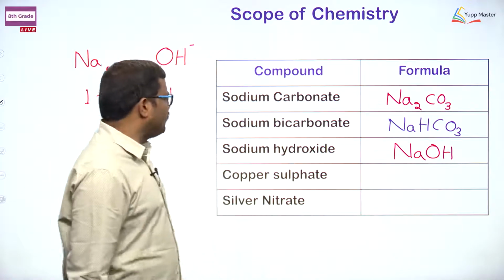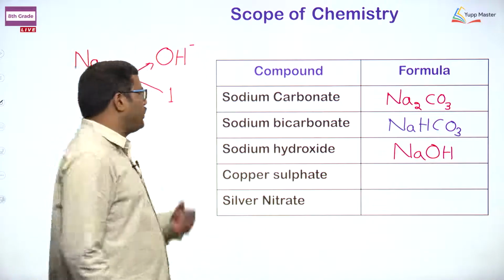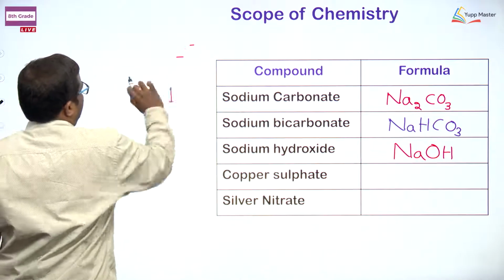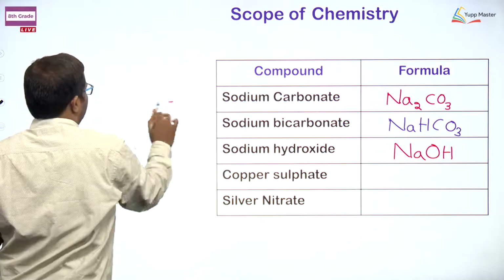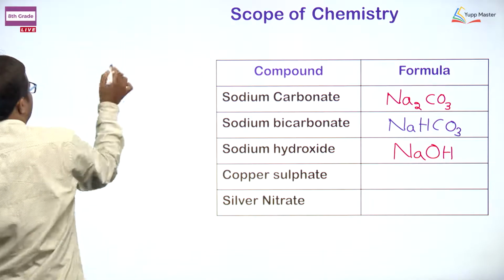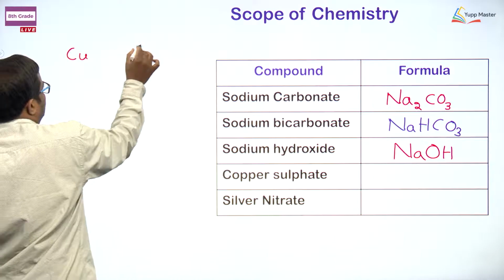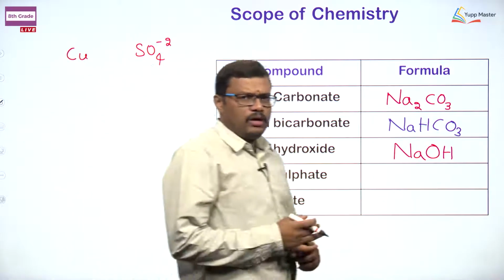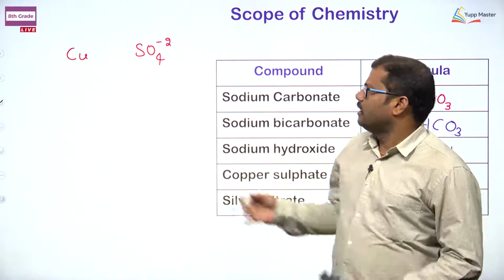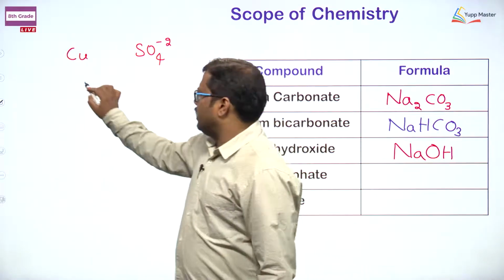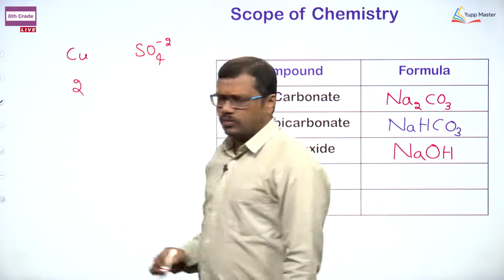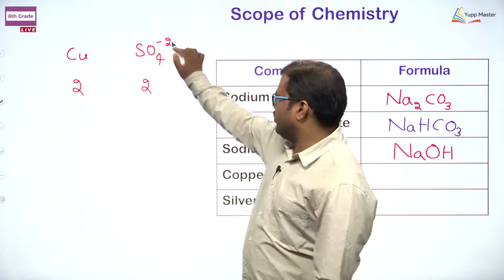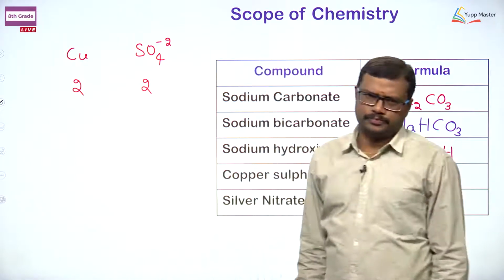Okay. Next we have copper sulphate. Now, for copper sulphate, we can write the copper symbol and sulphate ion symbol. Copper we know is Cu, sulphate is SO4 minus 2, okay. SO4 minus 2 is the sulphate ion, copper is Cu. And we know the valency of copper is 2, and the valency of the sulphate ion, with minus 2 charges, will be 2, okay.